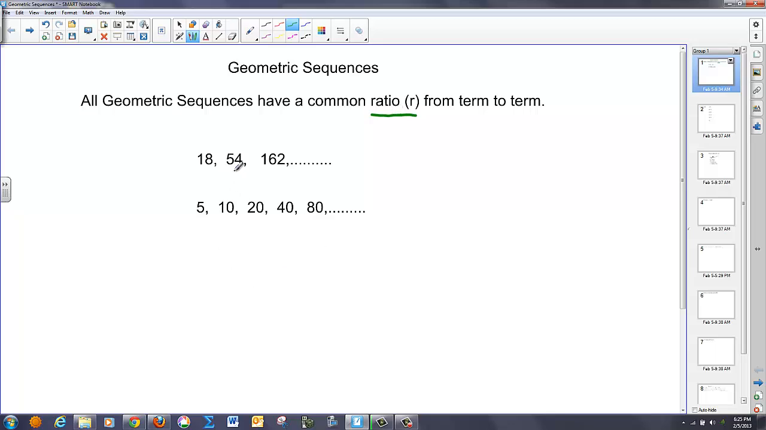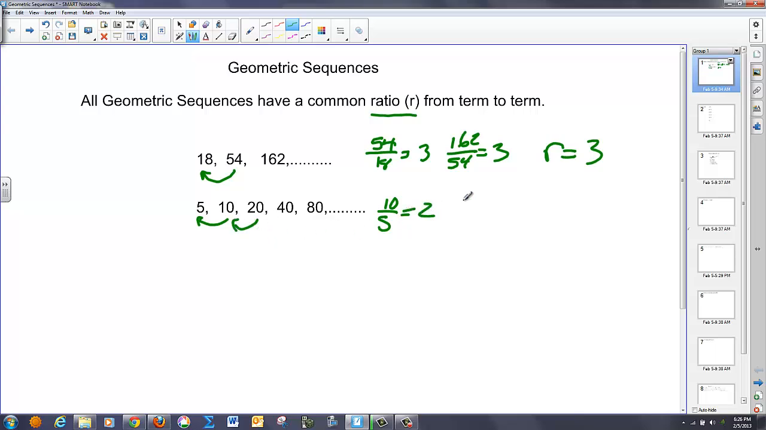So if we look at term to term in this first example, we see a ratio of 54 over 18, which equals 3, and 162 over 54, which is also equal to 3. Thus, our ratio is 3. Likewise, we can see a little bit easier in this other term. From 10 to 5, there's a ratio of 2. From 20 to 10, there's a ratio of 2, etc.